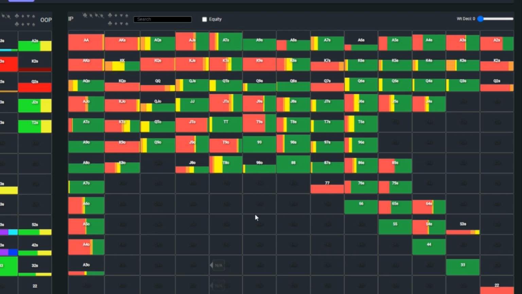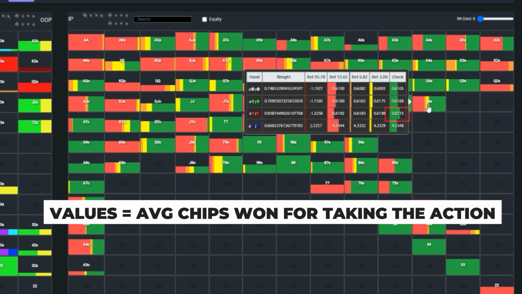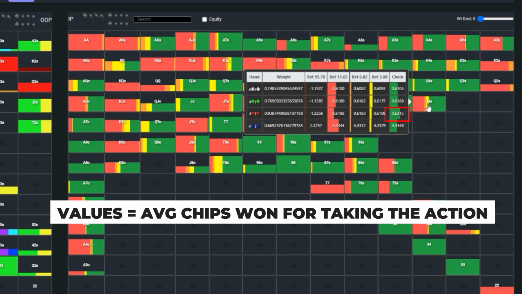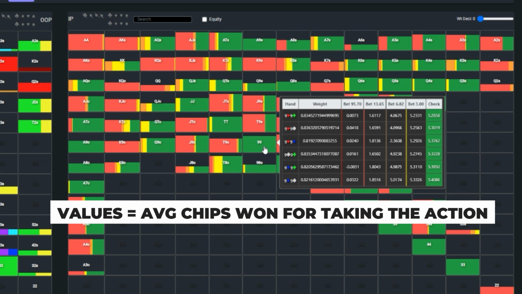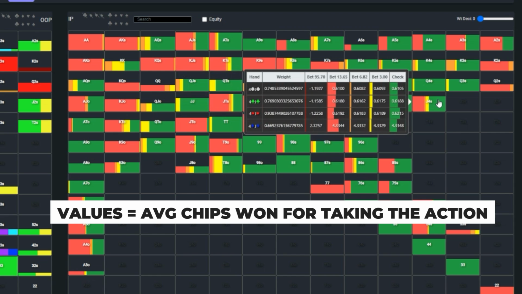showdown. For example, the average number of chips a hand like Jack-4 of hearts is expected to win by checking is only 0.6 big blinds, whereas the average number of chips a hand like pocket nines is expected to win is much higher, 5.3 big blinds. This means that the threshold for betting to be the play that is likely to win the most chips is much higher for pocket nines than it is for Jack-4 of hearts. Or in other words, bluffing with Jack-4 of hearts only needs to win us chips a small amount of the time to be the play that maximizes our chips on average.